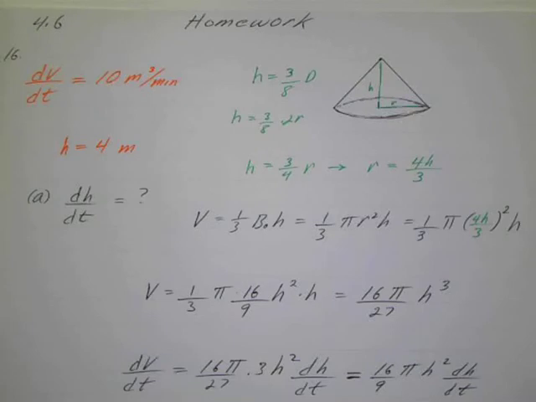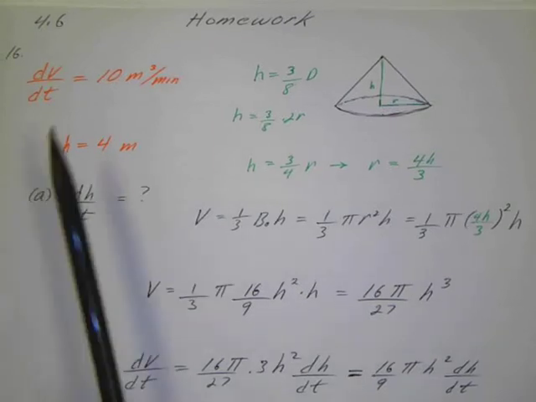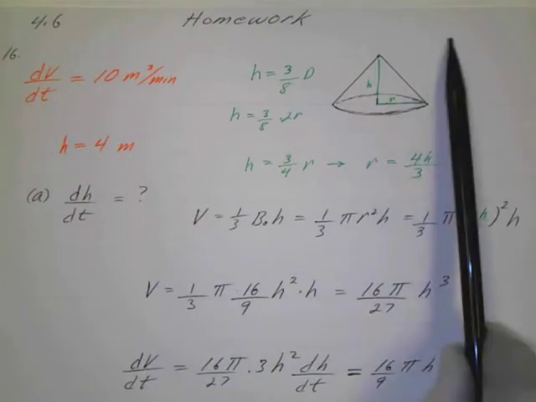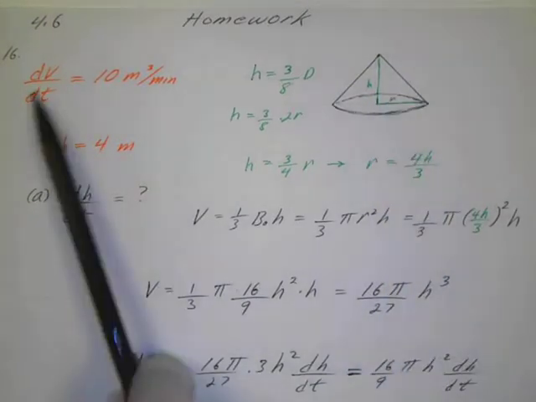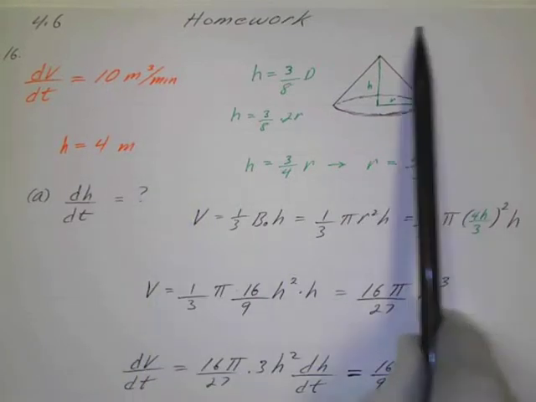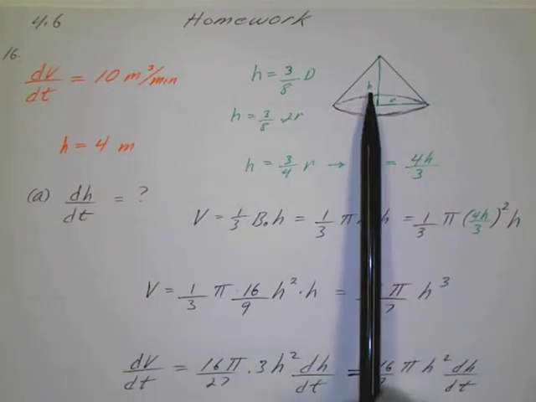How fast are the height and the radius changing when the pile is 4 meters high? Now they want you to give the answers in centimeters per minute, so you have to make a little adjustment at the end. So they tell me that this pile is growing, they're pouring onto this pile sand at the rate of 10 cubic meters per minute. So it's coming on here. So we're building the pile like this.